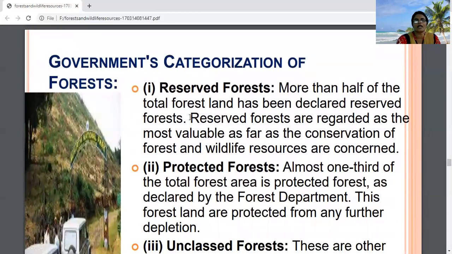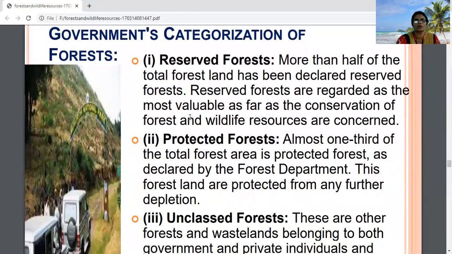Next topic is government's categorization of forests. Do you know, the government has categorized the Indian forests into three. Let's see which are those categories of forests. First is reserved forest, second, protected forest, third is unclassed forest. What is reserved forest? More than half of the total forest land has been declared reserved forest. More than 50% of the total forest land has been declared as reserved.